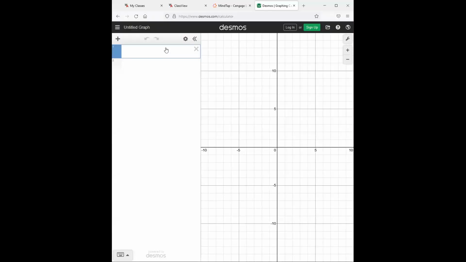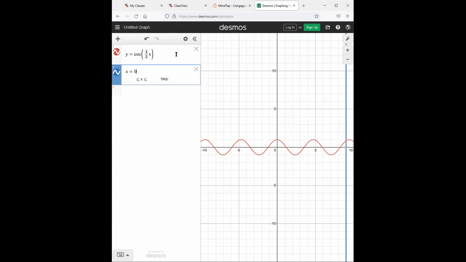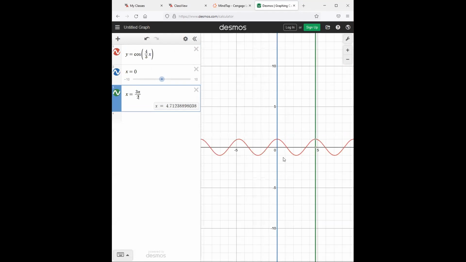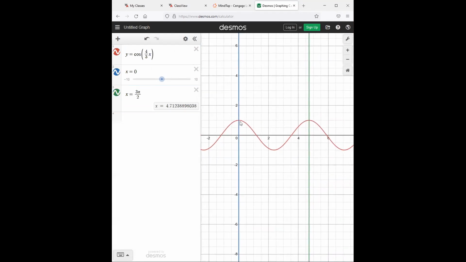What was the original function? The original function was cosine of 4x over 3. Okay, and we said the points x equals 0 and x equals 3 pi over 2 were critical numbers, right? Yes.